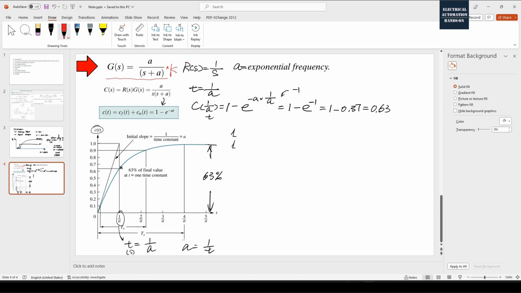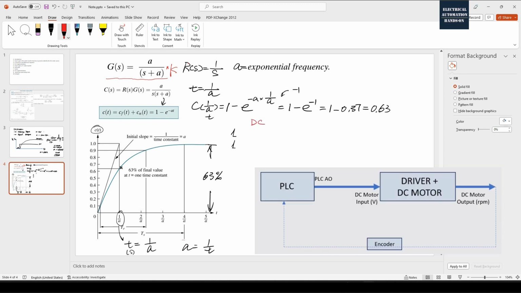Here I can use a DC motor as an example. If the voltage is 0, the speed is 0 RPM. And then when I apply 2 volts to the DC motor driver, we can get the speed of the motor becoming 400 RPM.